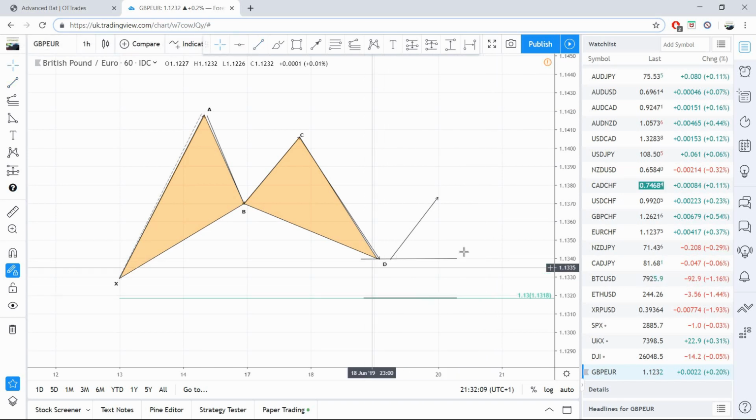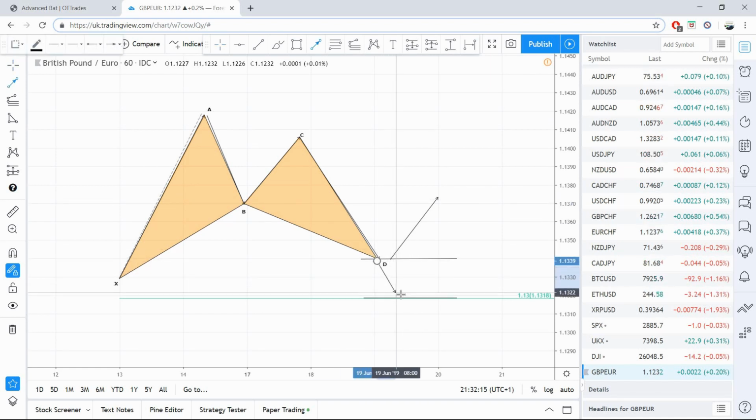So our stop losses go at the 113. If this pattern gets invalidated, price moves lower and lower and lower. As soon as price hits this 113 level, we have our stop loss here, and we are cut out of that trade at a small loss.